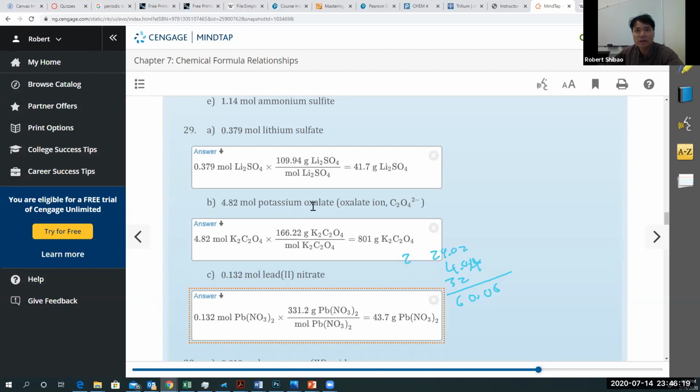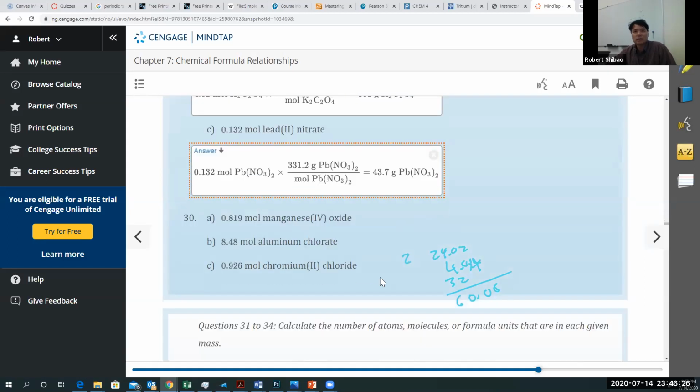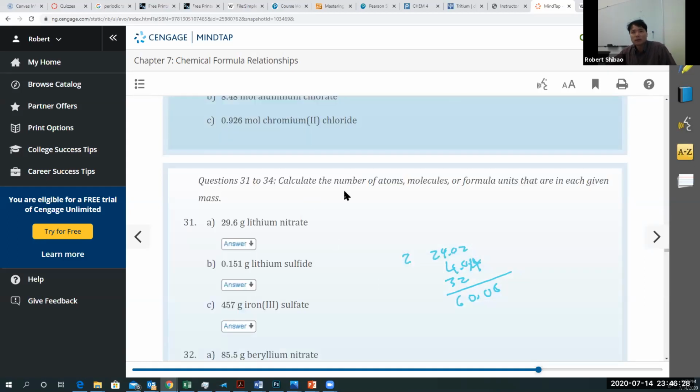Potassium oxalate, we haven't really seen that much of that. K2C2O4 is a very common chemical. That's potassium oxalate. This is lead 2 nitrate. It's a pretty common chemical. Calculate the number of atoms, molecules, or formula units in each of these. So here we're going to calculate the number.